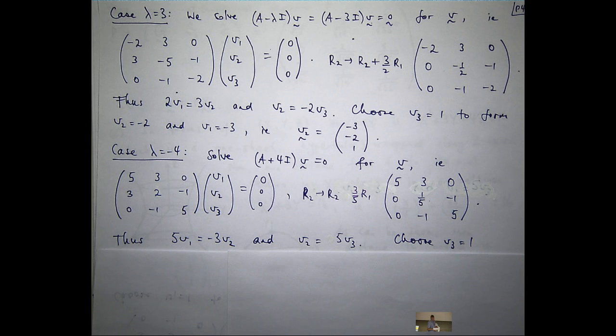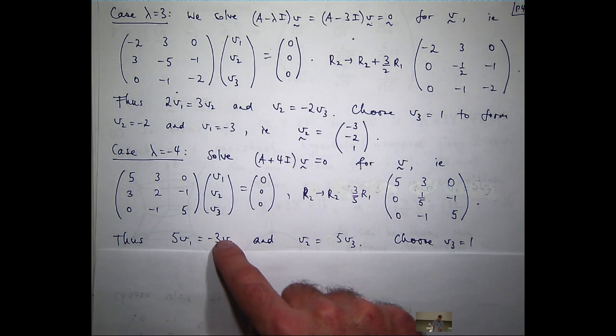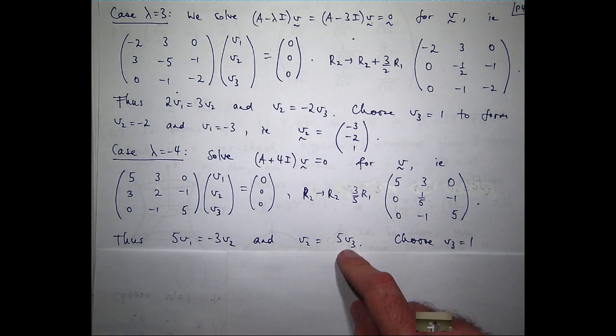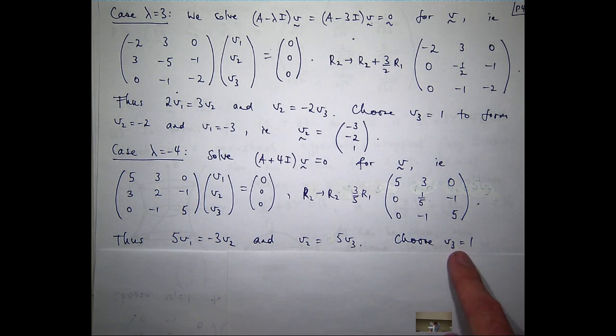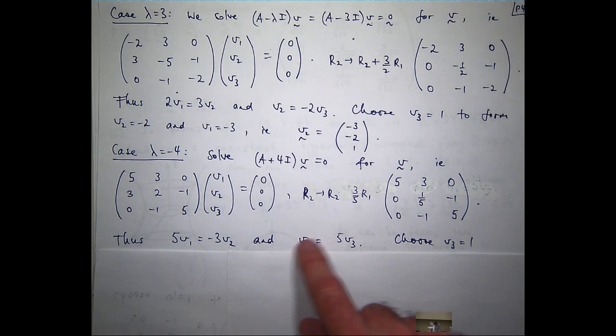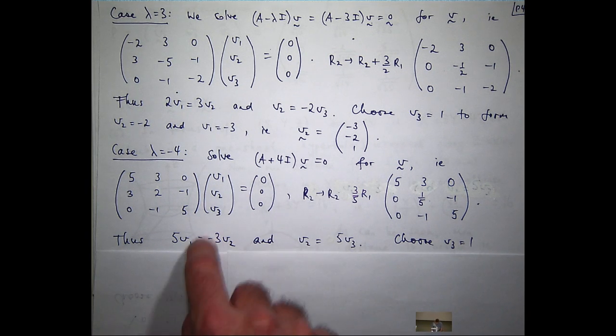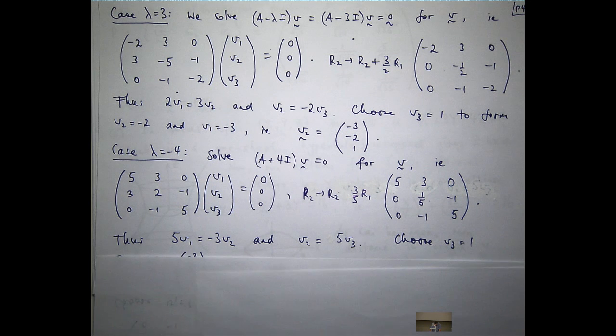So the first row up here gives me 5v1 equals minus 3v2. The last row will give me v2 equals 5v3. So I'm going to choose v1 to be 1. That'll give me v2 equals 5v3, and once I have v2, I can then just plug it in here to get v1.